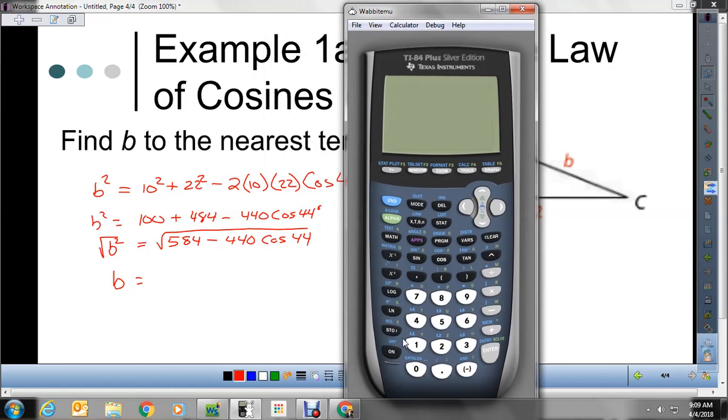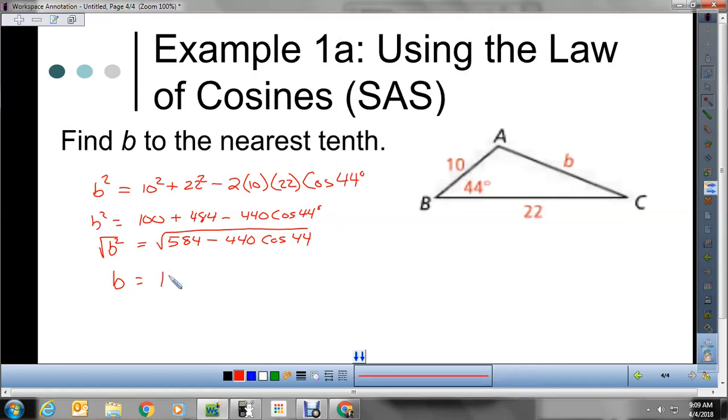Okay, and we're going to put it in as it says, 584 minus 440 cosine 44. Now that gives us this answer, and then we're going to take the square root of that, so I'll do the square root of this answer here. I'll bring up my previous answer by hitting second and the answer button. That gives me 16.35. So it says to the nearest tenth is going to be 16.4. So B is approximately 16.4.